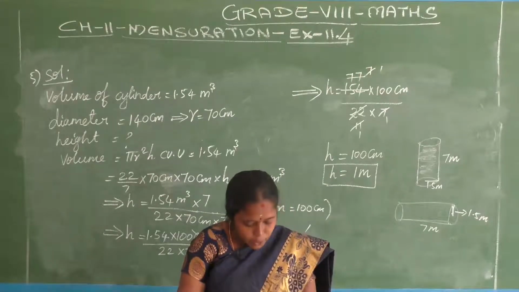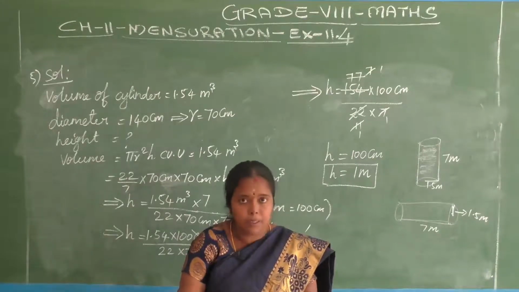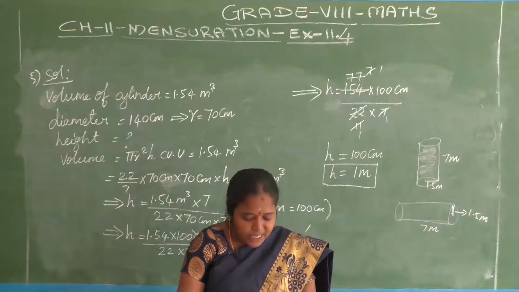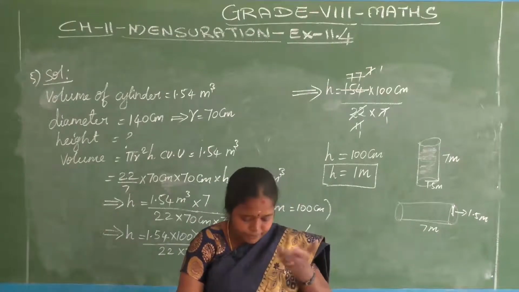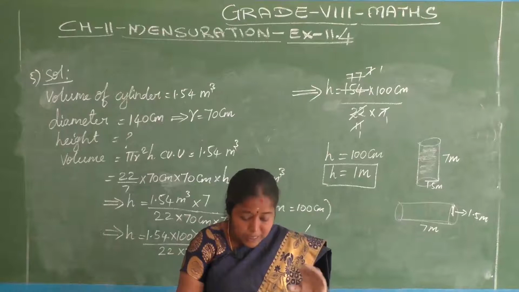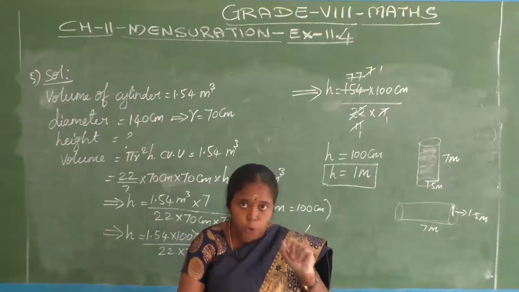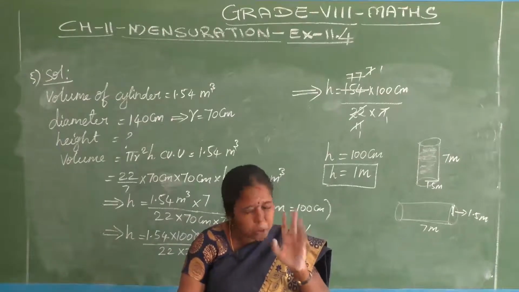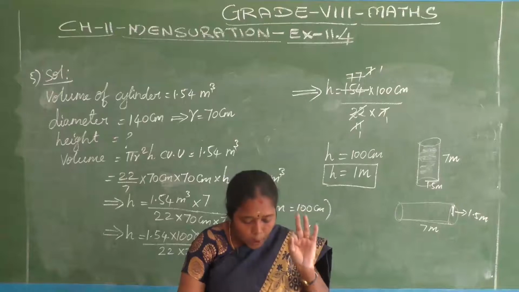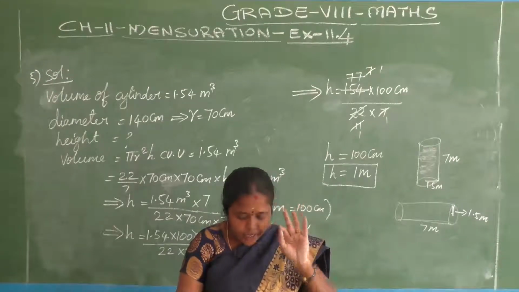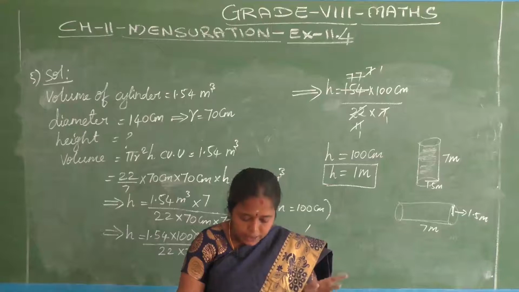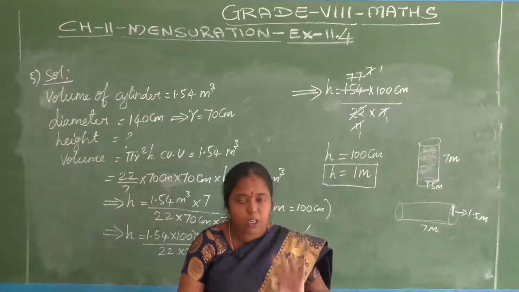Okay, 7th question. If each edge of a cube is doubled, what are they telling? Each edge is nothing but side. If each edge of the cube is doubled, sorry, there are two questions they have given. How many times will its surface area increase? Second question, how many times will its volume increase?